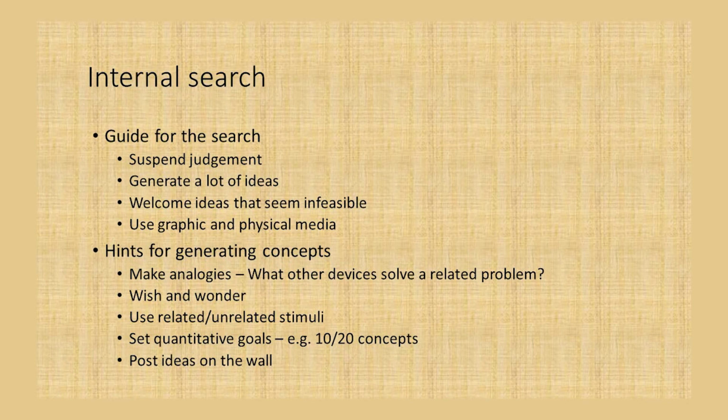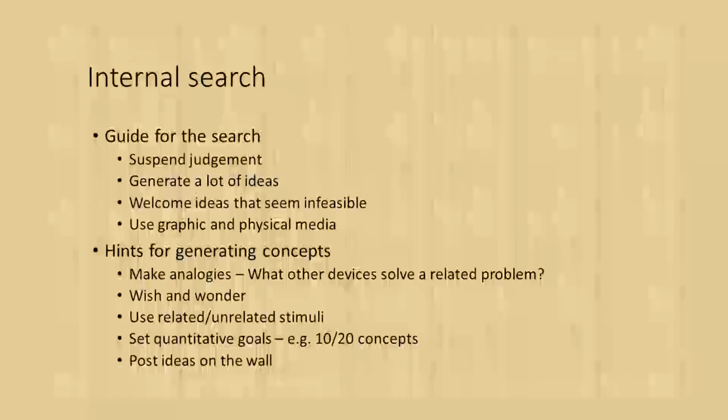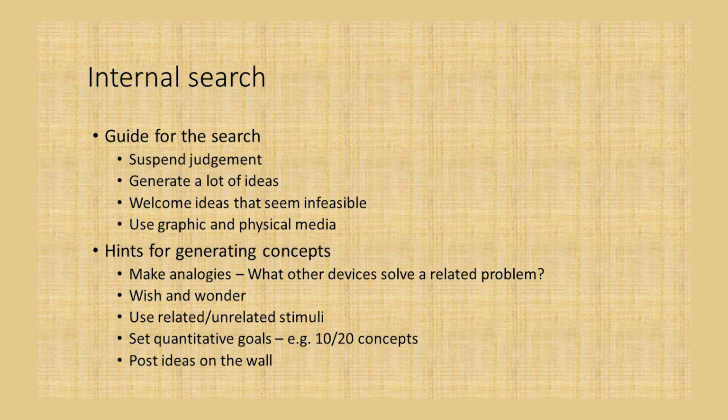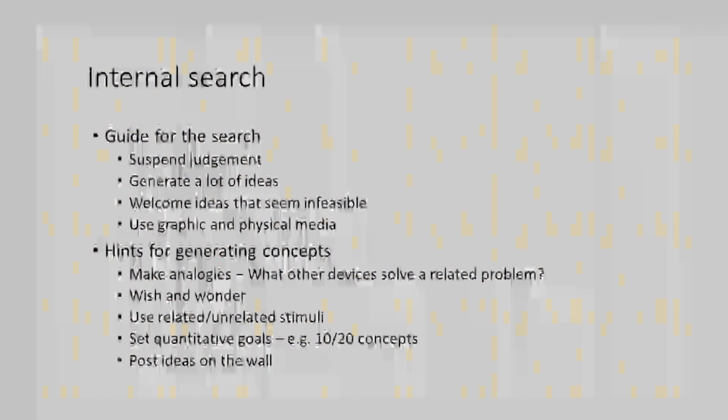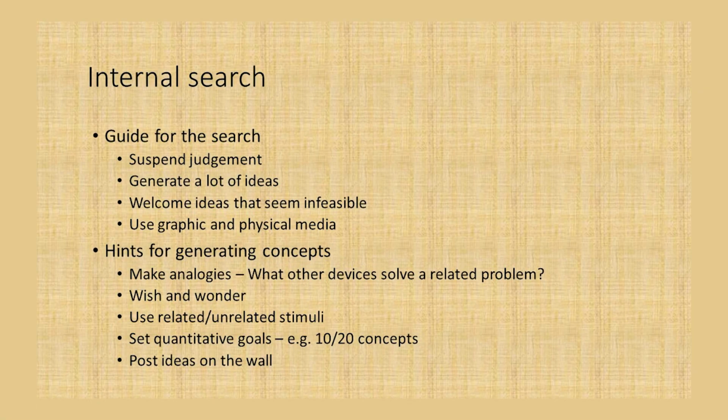The other thing that you need to do in your internal search is wish and wonder. So, use related and unrelated stimuli. Any stimulus that is related and also unrelated, all of that can help you get new concept ideas. So, maybe you are sat in front of a television and you are seeing something on TV in a serial, and then you pick up something, you see something happening there, and that is unrelated stimuli.